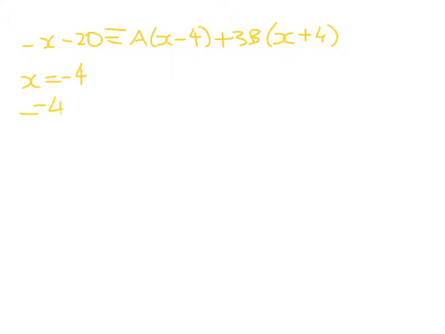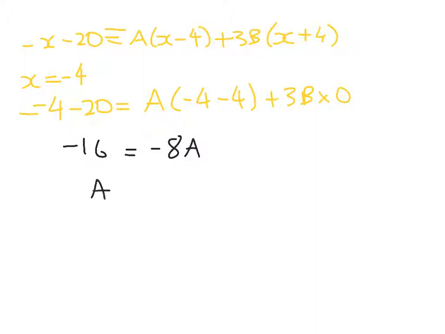So we've got negative x minus 20 is equal to a, so subbing in x equals negative 4, we get negative 4 minus 20 is equal to a times negative 4 minus 4 plus 3b times 0. So 4 minus 20, negative 16 is equal to negative 8a, a is equal to 2.